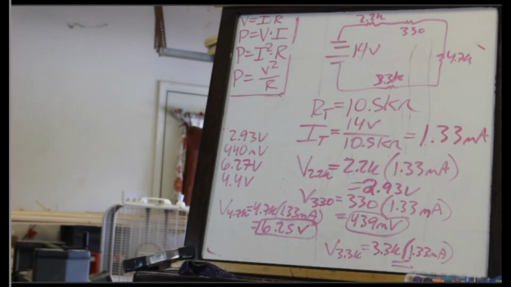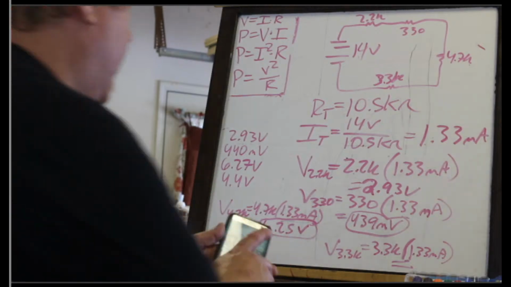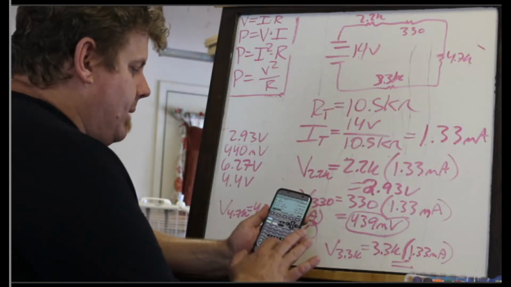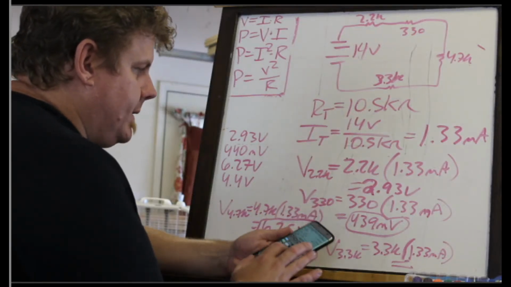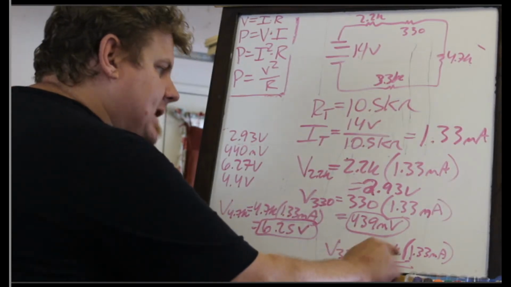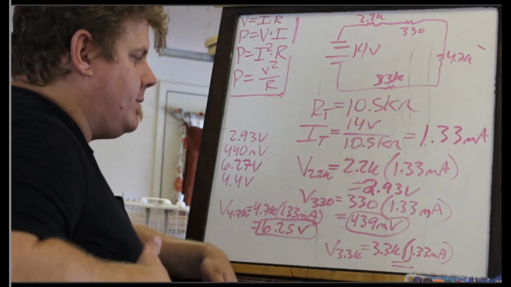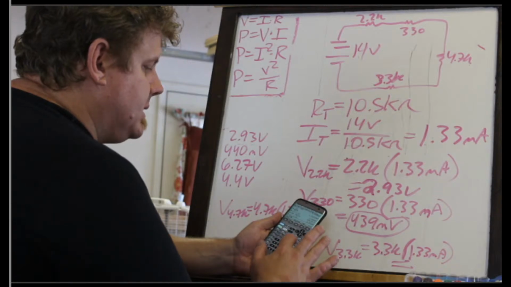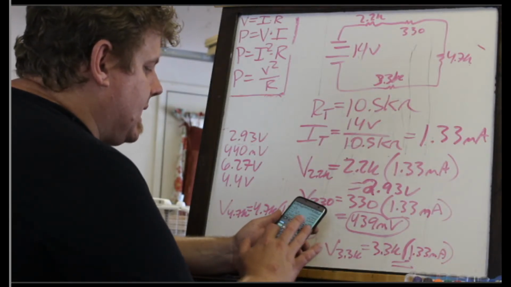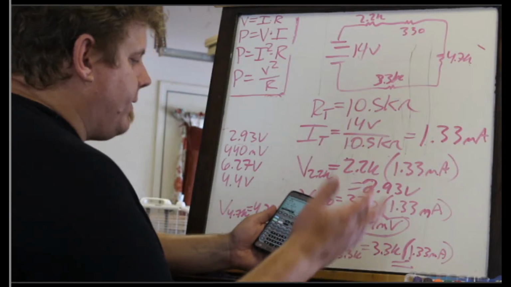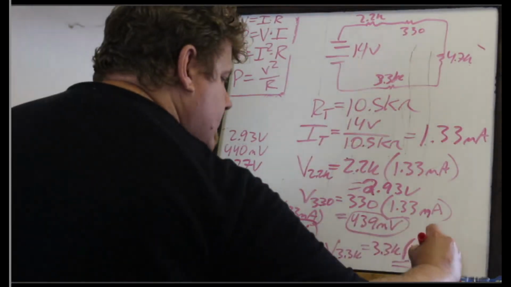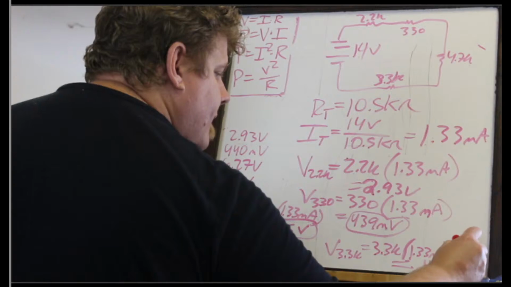So 3.3K times 1.33 milli, and Steve gets 4.3, and hopefully that's what I get, because we got 4.4 last time. So 3.3 times 1.33, because kilo times milli equals 10 to the 0. So the other way to type this in would be 3.3 times 10 to the third times 1.33 times 10 to the negative 3. And I come up with 4.39. So yes, 4.4 works. 4.39 volts.